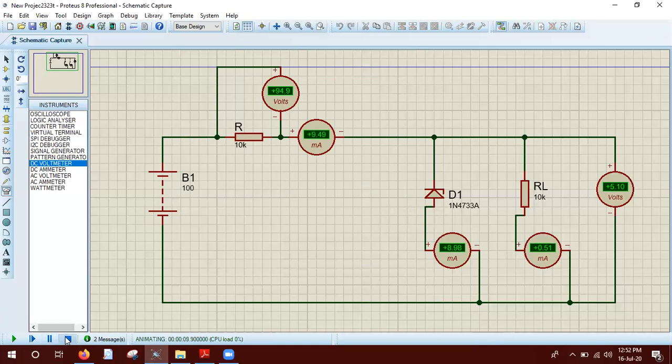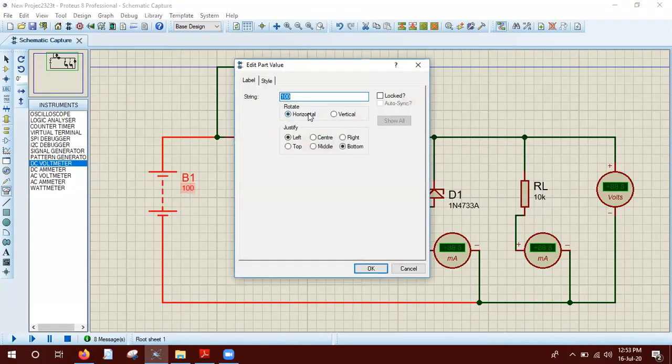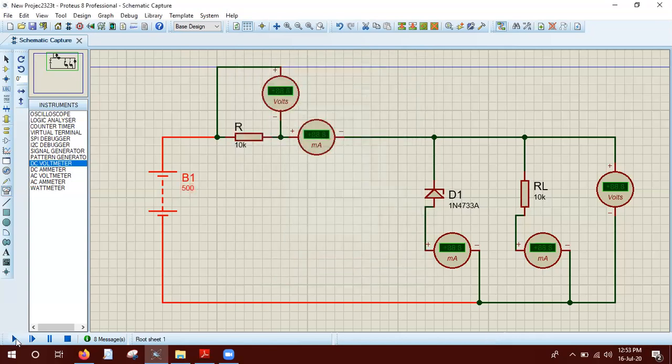Let me change. What was the minimum voltage? 9.9. Remember. Suppose make it now 500. 500 volts. You see that 89.9. Yes, sir. And interestingly, you see that, my students, the output is fixed at around 5.